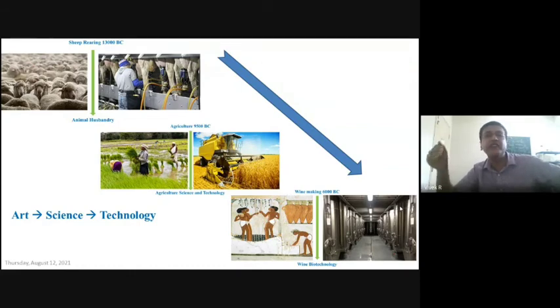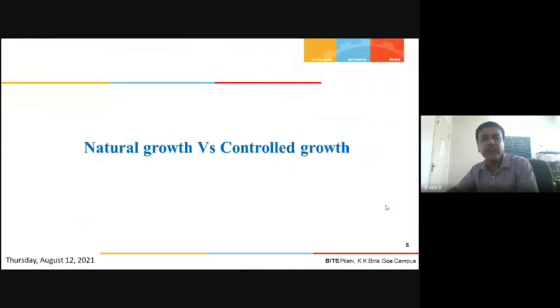So lignocellulosic waste is becoming increasingly important, because you have to have an economical process for producing these compounds. For example, ethanol is one classical example. But like I said, for other types of compounds we have to strongly rely only on this biological process. So here what is important to understand is, one is natural growth.